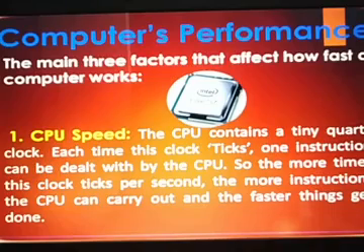The first one is CPU speed. The CPU contains a tiny quartz clock. Each time this clock ticks, one instruction can be dealt with by the CPU. So the more times this clock ticks per second, the more instructions the CPU can carry out and the faster things get done. The speed of a CPU is measured in either megahertz or, more commonly now, in gigahertz.